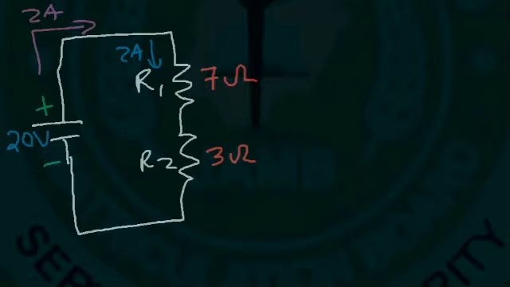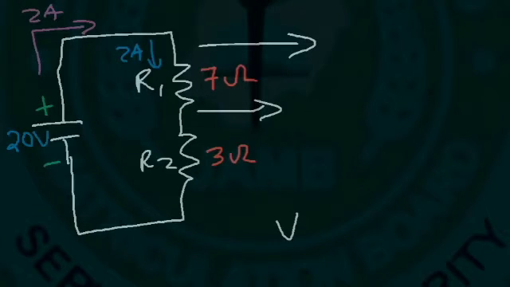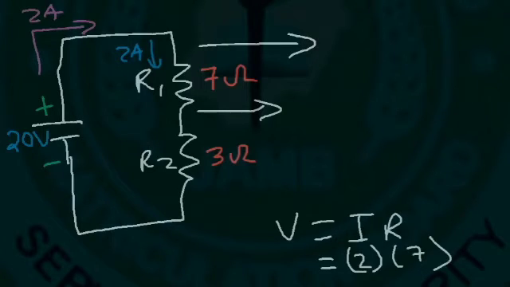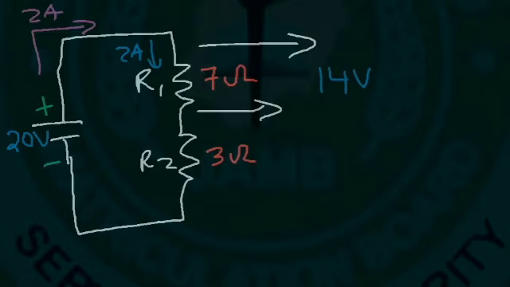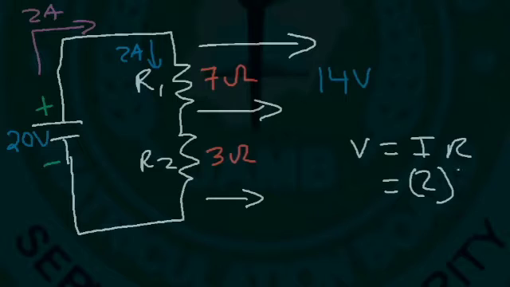So if we have 2 amps of current flowing through a 7 ohm resistor, what is the voltage across the resistor? Once again, you can use V equals IR, just in a different way. So we have 2 amps of current flowing through a 7 ohm resistor, therefore the voltage across that resistor is 14 volts. Now what is the voltage across the 3 ohm resistor? So using the same equation, V equals IR, we have 2 amps of current flowing through a 3 ohm resistor, so the voltage is 6 volts.